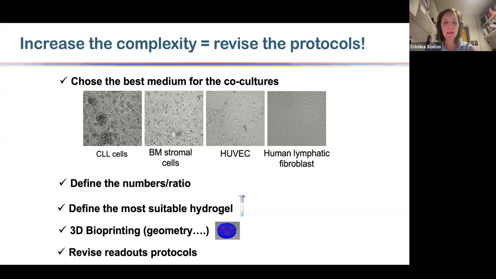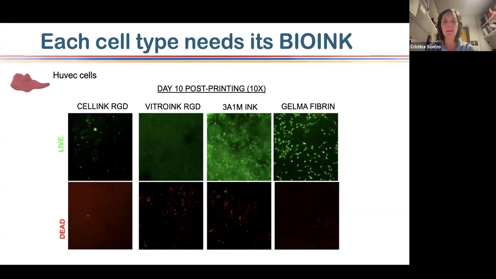But the hydrogel part is really important. Please keep that in mind. For instance, when we started working with HUVEC cells, so endothelial cells, they are very delicate. So we started with our conventional gel. We had to test many different hydrogels until we found one that was working very well. And then you have to be lucky enough that the other cell types also like this hydrogel.